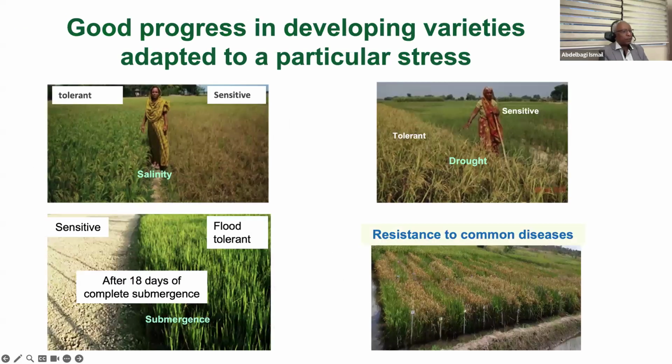So for breeding, we really have done a lot, and we have developed varieties that work well under drought, under salinity, under flooding, with change in disease pressure, and type of diseases, and so on. But our approach has always been integrating one or the other. The actual field condition is quite different.